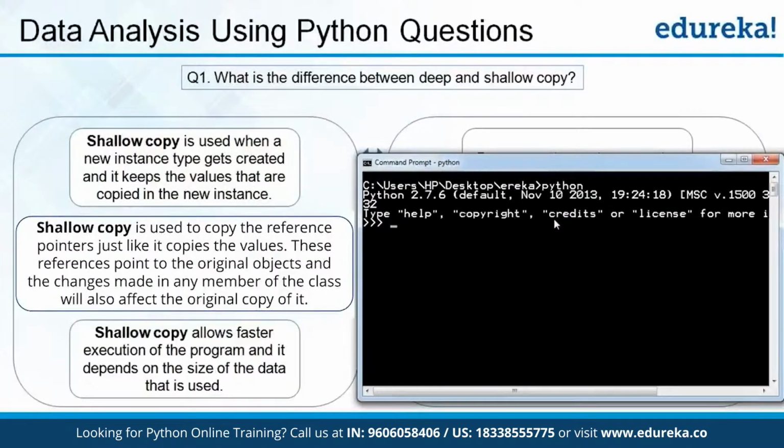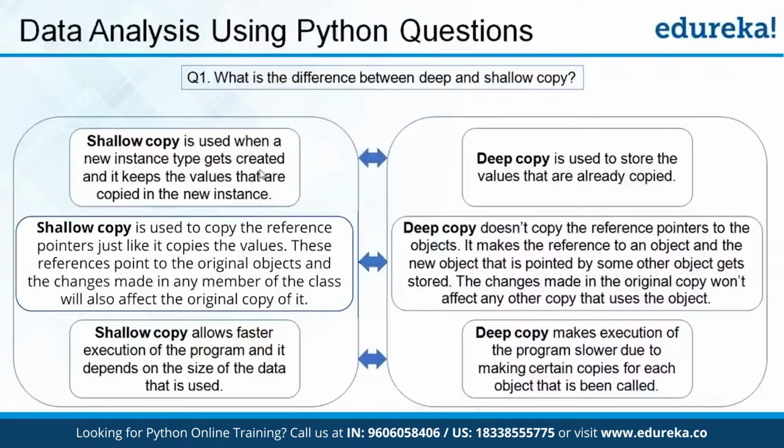Even before we get into this, let me just give you a background. What do you mean by a shallow copy? It is used when a new instance type gets created and it keeps the values that are copied in the new instance. So basically we are copying whatever is in the new instance from an existing instance. It is used to copy reference pointers; it copies just the top level values. It doesn't copy each and everything and create a new object. So there would be references.